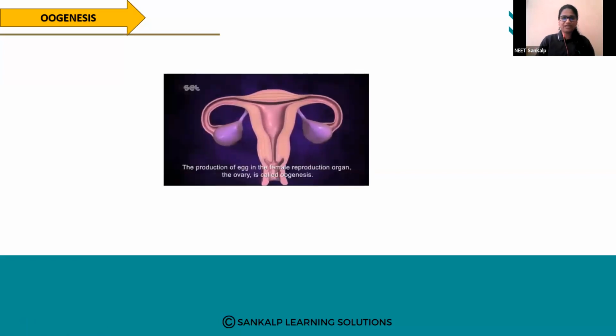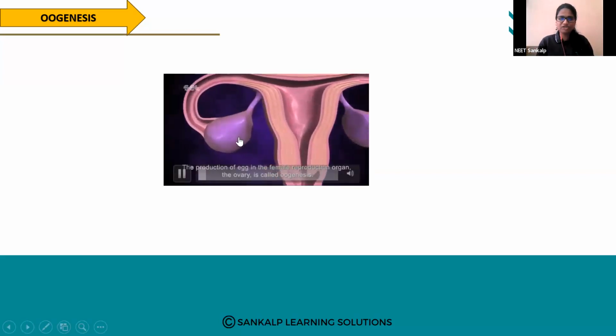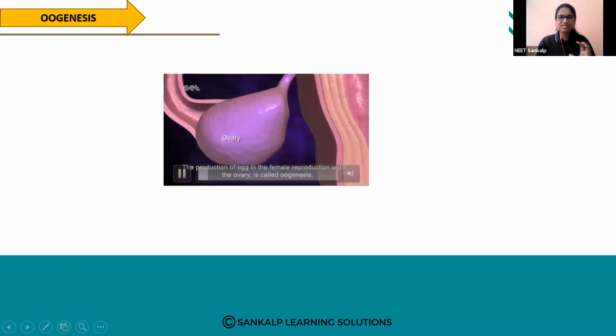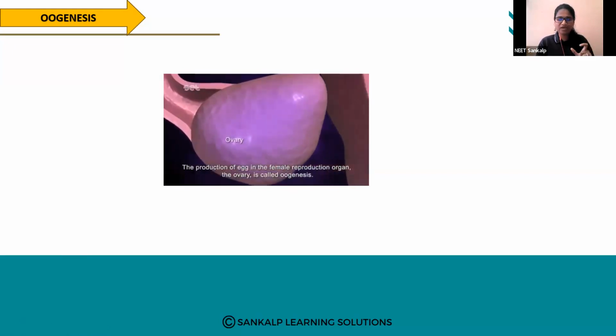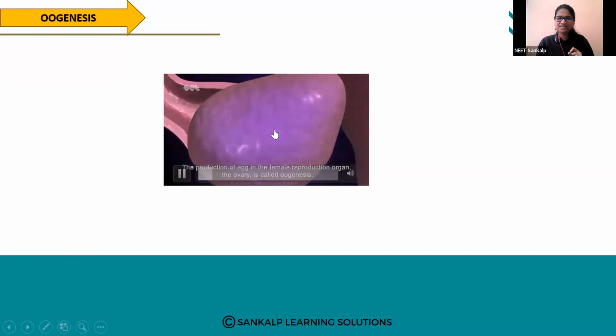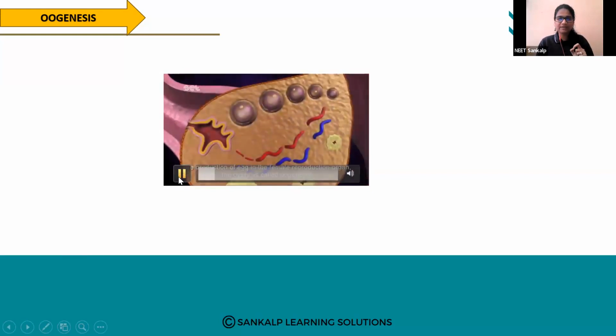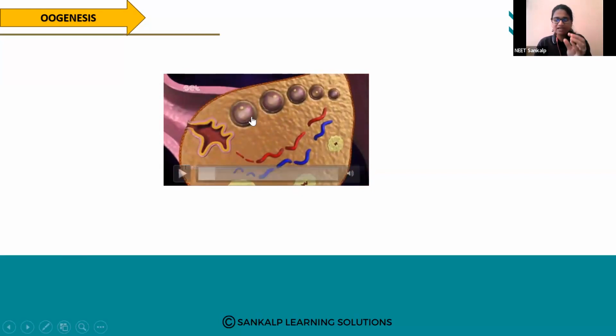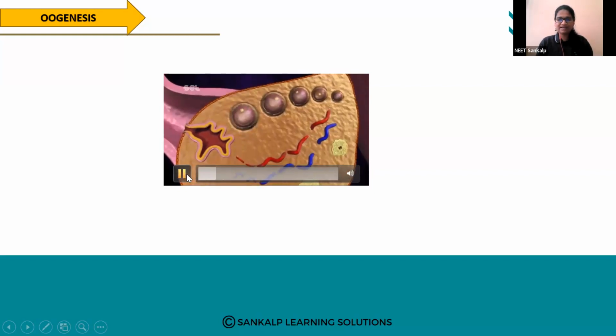Oogenesis. This is the female reproductive part, the ovary, which produces the egg. The process is called oogenesis, production of egg from the ovary. In the ovary, you can find many follicles. See how beautiful they are. Many egg follicles are there, right? The follicles are in different stages. Here is a primordial follicle. Here you can see an early antral follicle. Here you can see the matured Graafian follicle. There is an antrum, there is an oocyte. This is a nucleus, right? Let us see what happens later.